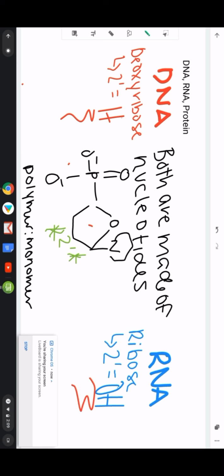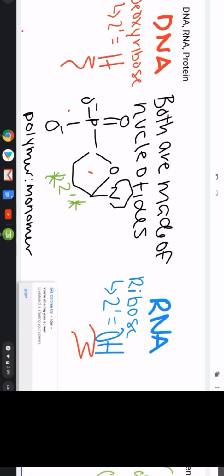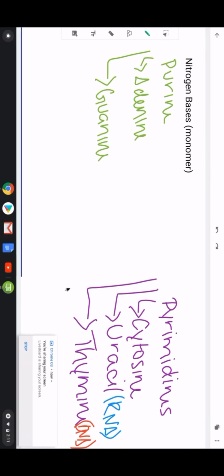This is important because a single hydrogen is much more stable than the hydroxide in the ribose, so deoxyribose is much more stable than ribose. And furthermore, a nucleotide is a polymer, and the nitrogen bases inside of the nucleotide have 2 different subsections.